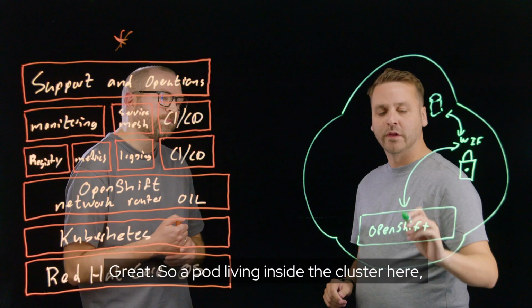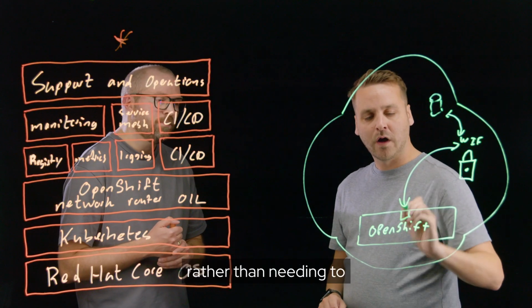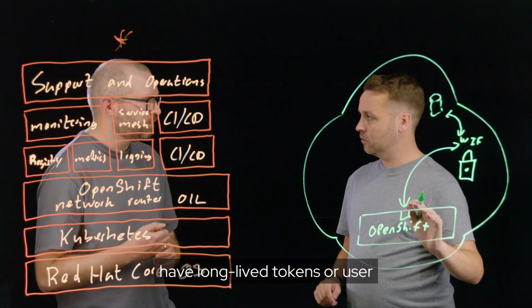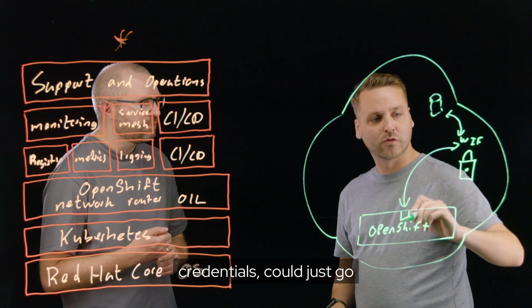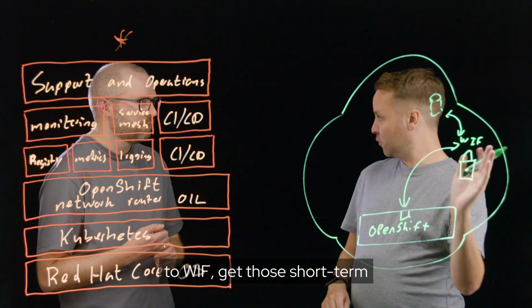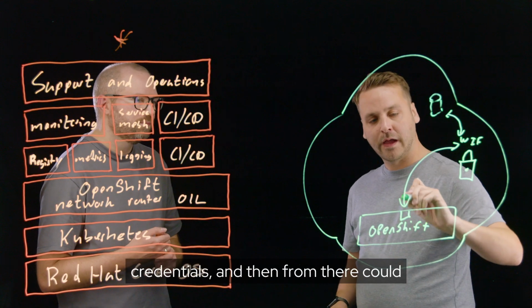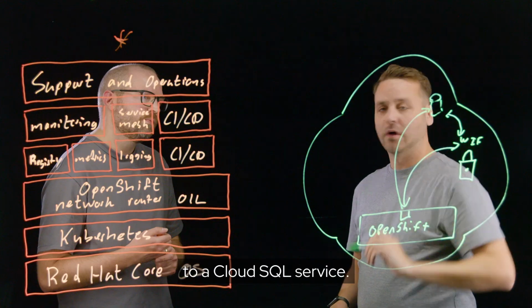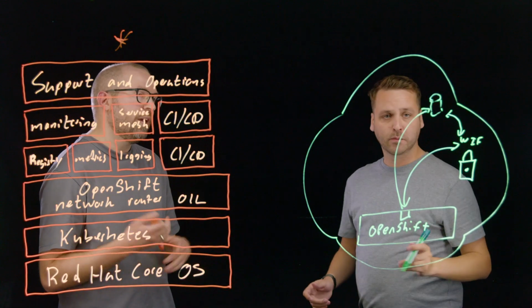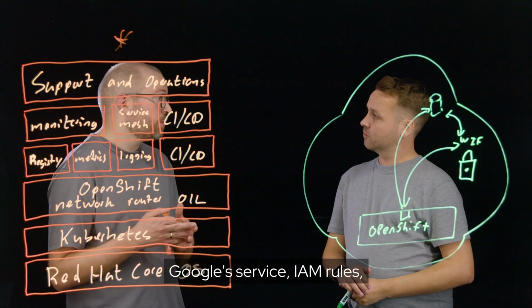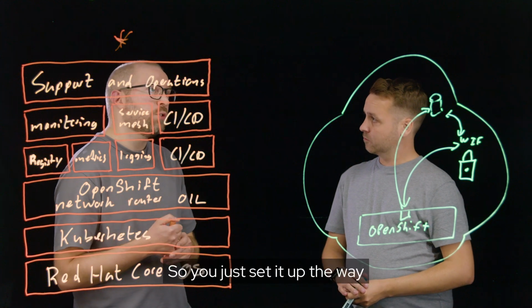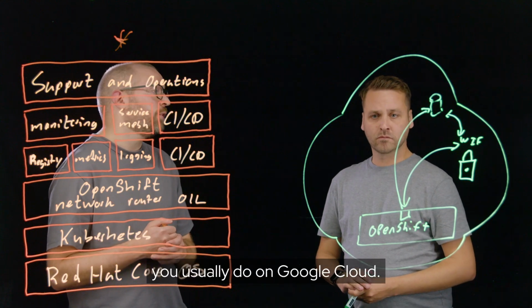Great. So a pod living inside the cluster here, rather than needing to have long-lived tokens or user credentials, could just go to WIF, get those short-term credentials, and then from there could actually talk directly to a Cloud SQL service. Yes. That's amazing. And this integrates with Google's service IAM rules and so on. So you just set it up the way you usually do on Google Cloud.